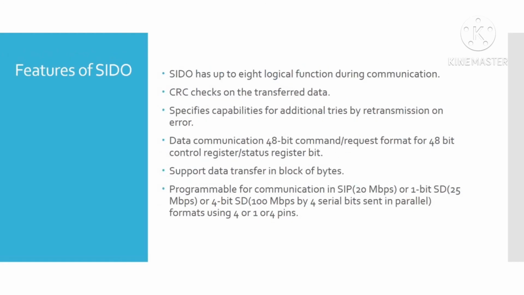Now let us understand some of the features of SDIO. SDIO has up to 8 logical input functionality connections. CRC check on the transfer data mode. Specific capabilities of additional tries and retransmission of errors. Data communication of 48-bit commands, request format for 48-bit control register, etc. Supports data transfer in blocks of bytes, programmable for communication at up to 20 Mbps with 1 bit and 25 Mbps. With 4 bits you can transfer 100 Mbps of 4 serial bits in parallel format using 4 to 1 or 4 to 4 pin. So you can imagine how fast we can send and receive the data.